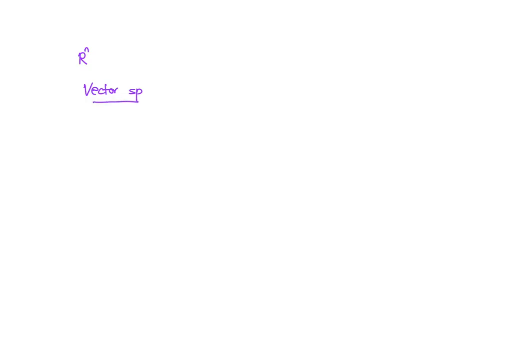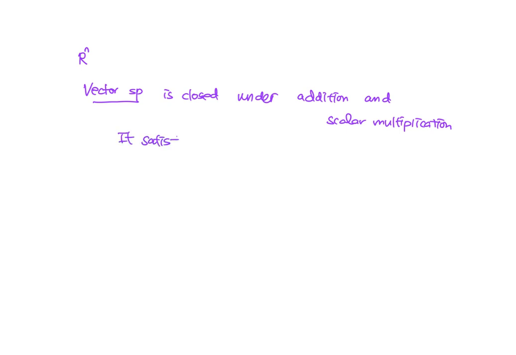So a vector space is closed under the addition of any arbitrary elements and scalar multiplication, and it satisfies the 10 axioms, right? So that is a vector space, and we considered several examples.